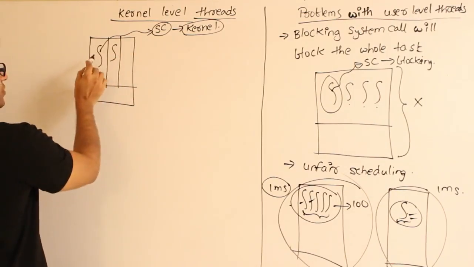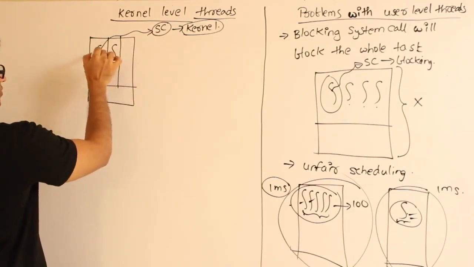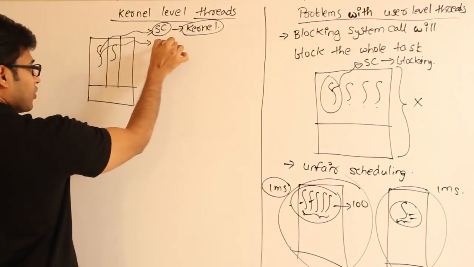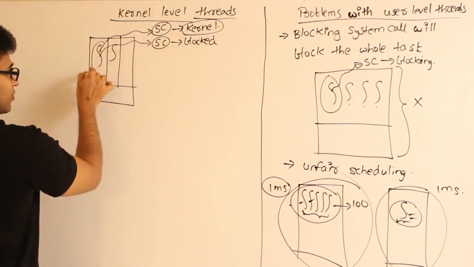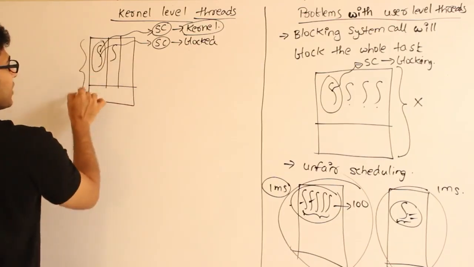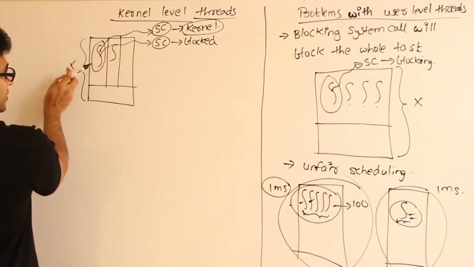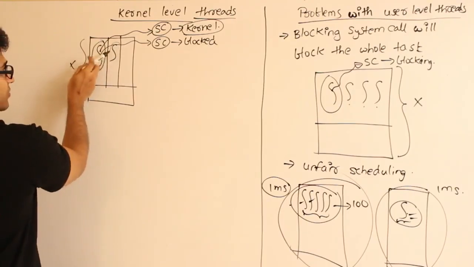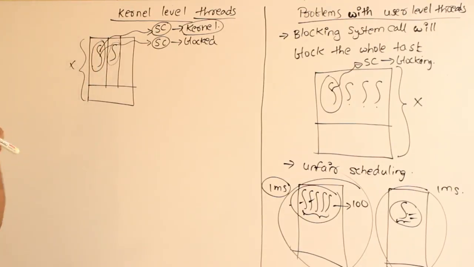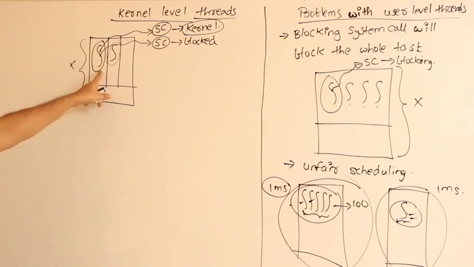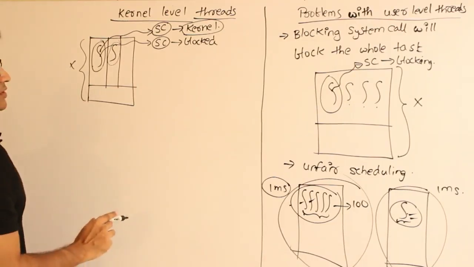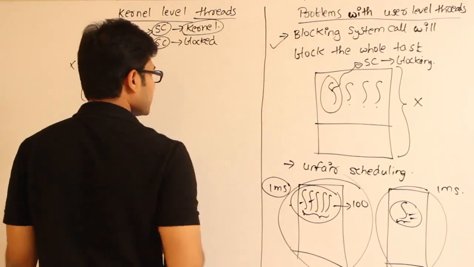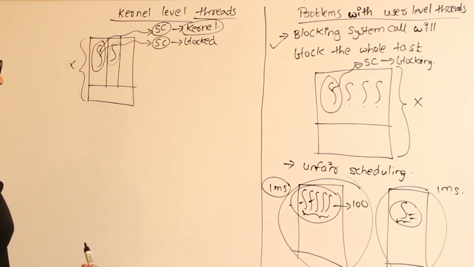Now assume that later at some point of time this particular thread makes a system call and then it gets blocked. Even though this thread gets blocked, you are not going to block the entire task. You are going to block only this thread, and this one will be scheduled, right? Therefore, it is easy in this case to attain parallelism. We are letting the kernel know that we have multiple threads. Got it? And so this problem has been fixed. What is the problem? Blocking system calls will block the whole task.